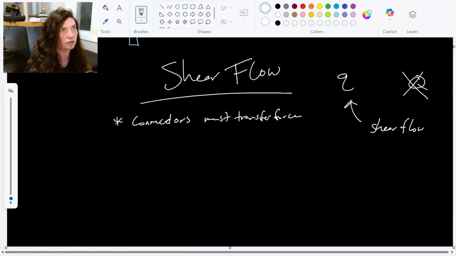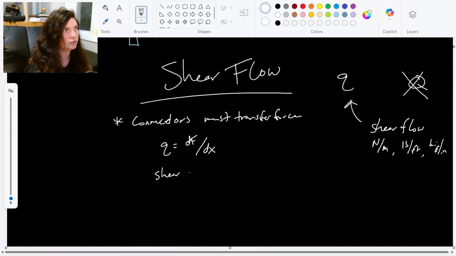Lowercase q is shear flow, and it typically has units of force per distance. So like a Newton per meter or a pound per foot, kip per inch, that kind of thing. Because q represents the force per unit length along the beam. Sorry, I said that backwards. q is shear flow, is force per unit length along the beam.